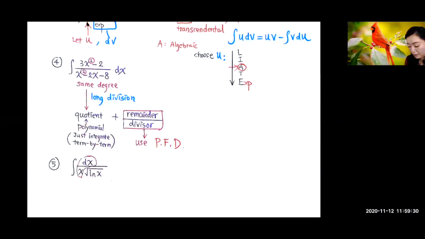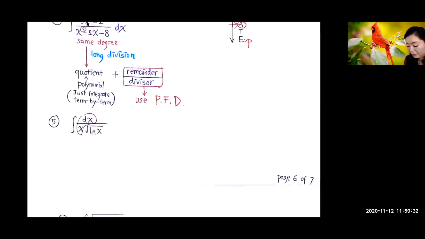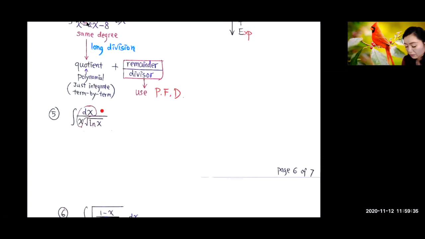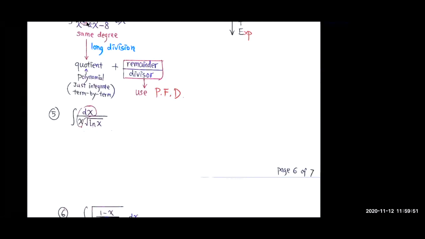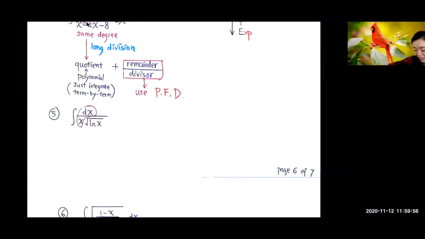Now number 5. What do you think? What method to use to integrate? Just indicate what the method is. U-sub. Yes, you got it. So it is u-sub.